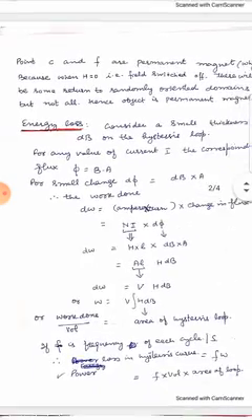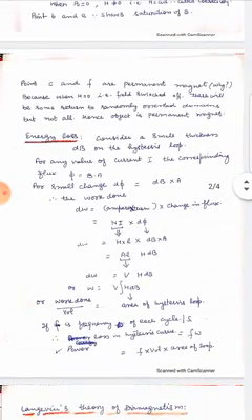Now we want to calculate the energy loss. Consider a small thickness dB on the hysteresis loop. For any value of current I, the corresponding flux phi is equal to B into A. So we find the change in flux, that is dB into A. Then work dW is given by the ampere into turns into the change of flux. So N is the number of turns, I is the current, d phi is the change in flux, and so dW can be calculated.